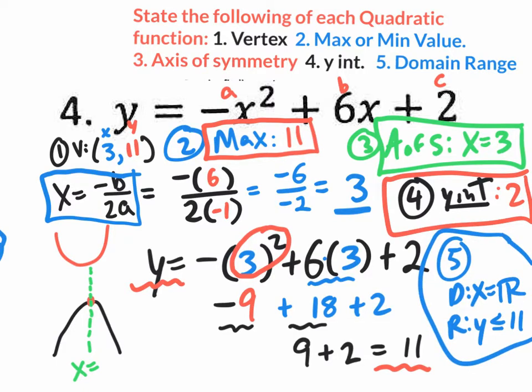Now, how do I know it's less than? Once again, if our a value is negative, that must mean that it opens down. And if you're at the vertex, the highest point at 11, so it's at 11 or below, right? So that's why it's less than or equal to 11. So that's number 5. You guys could do the rest.